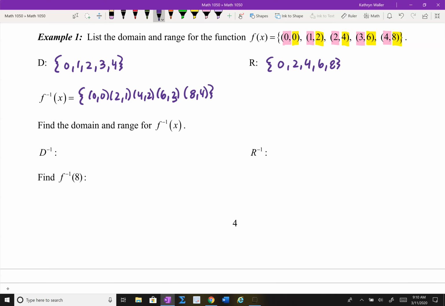Okay, now they want the domain and the range of the inverse. You guys look at this notation. D to the negative first, that means the domain of the inverse, okay? So that's these first numbers, domain's always the first ones. So make a brace, and your numbers are 0, 2, 4, 6, and 8, like that. And then the range of the inverse is all of the second numbers, which are 0, 1, 2, 3, and 4. Very simple, okay?